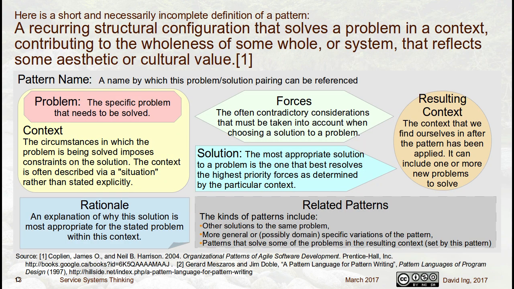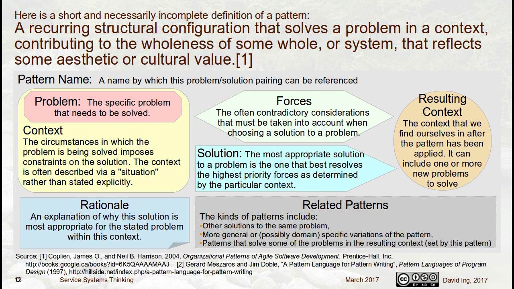But what is a pattern? A pattern is a recurring structural configuration that solves a problem in a context, contributing to the wholeness of some whole or system that reflects some aesthetic or cultural value. A lot of interesting words there.